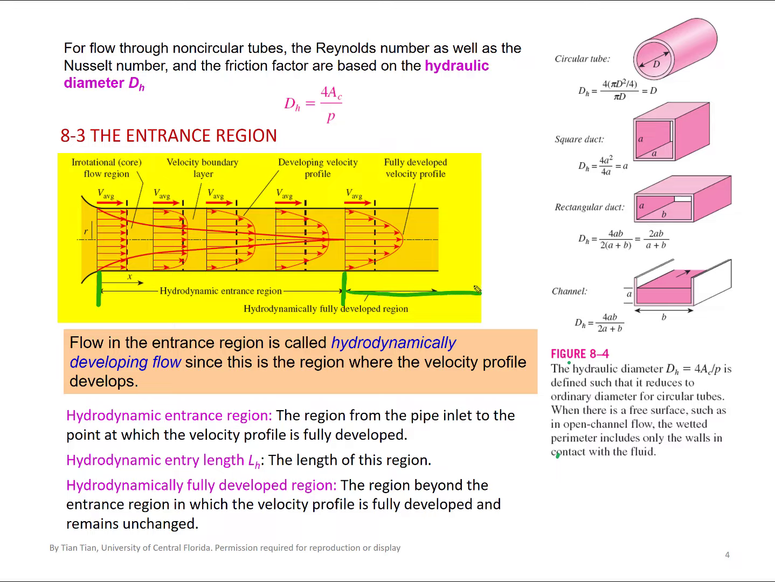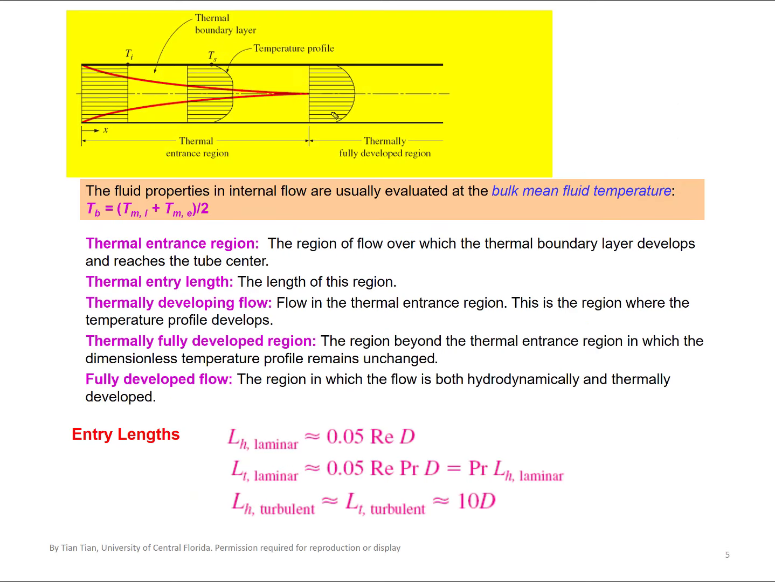The region beyond the entrance region is called hydrodynamically fully developed region. The flow in this region is called hydrodynamically fully developed flow. Similar to velocity boundary layer, thermal boundary layer develops in the pipe when there's heat transfer between the pipe surface and the fluid. As thermal boundary layer develops in the pipe, eventually they merge in the center. This region is called the thermal entrance region. Beyond this region is called the thermally fully developed region. The length of the thermal entrance region is called thermal entry length.